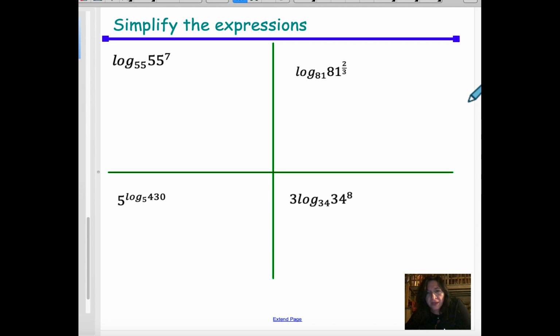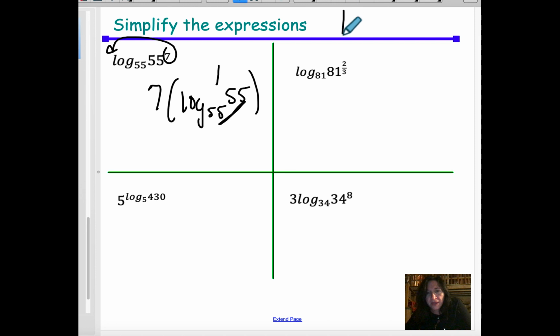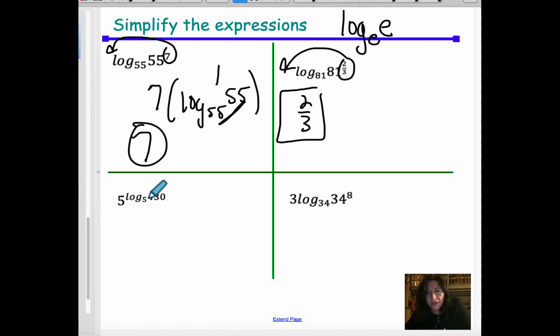So these ones are just kind of fun stuff. These are simplifying, where the base and argument are the same. This 7 goes out front, meaning it's 7 times log base 55 of 55. And it honestly doesn't matter what these are, as long as these two values are the same, that's 1. Kind of like log base e of e, 1. So 7 times 1, 7. And then here, same thing, 2/3 out front. So that's 2/3 times 1 is 2/3.